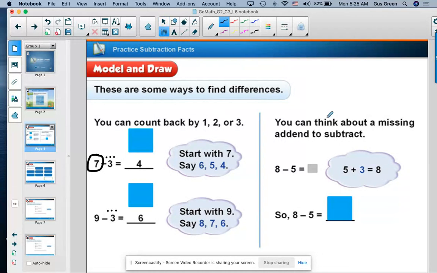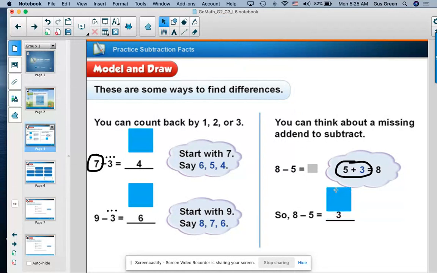Another strategy you can use is to think about what we know about fact families and what we know about addition to help you solve it. So for instance, in the problem 8 minus 5, I know that 5 plus 3 is 8. So 8 minus 5 has to be 3, because that's what I know about fact families. So that's a good strategy as well.